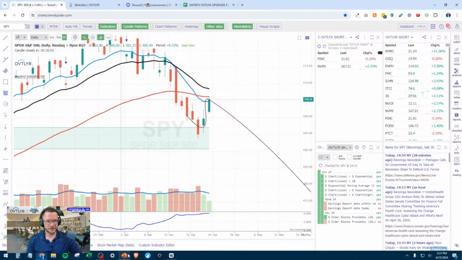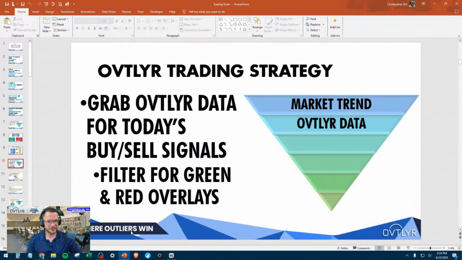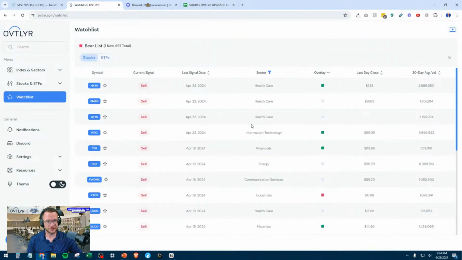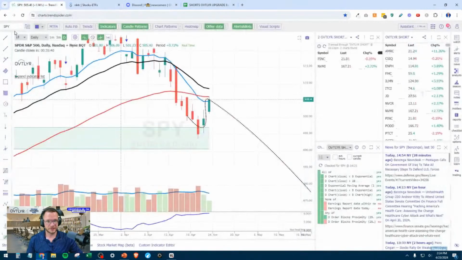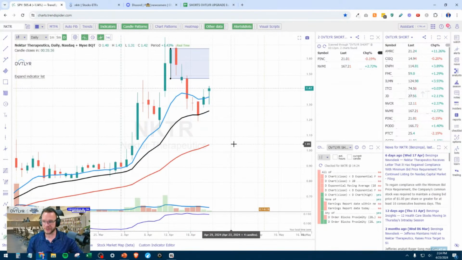Now, taking a look at the next step, the outlier data for today is pretty short today. There's only one on the bear list. Bull list has 22, only one on the bear list. I wouldn't even be looking at the bull list right now. And that one, NKTR, is inside of a green overlay, which means it's in an uptrend. Let's just take a look at it. Yeah, I wouldn't short this stock right now.